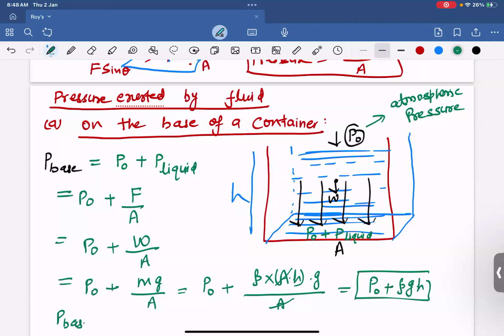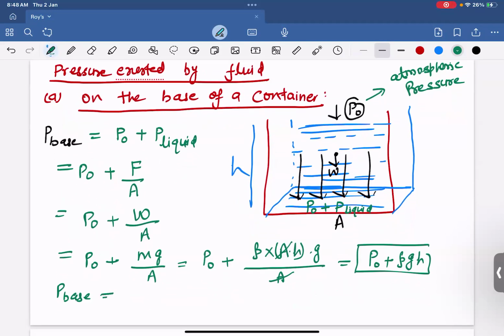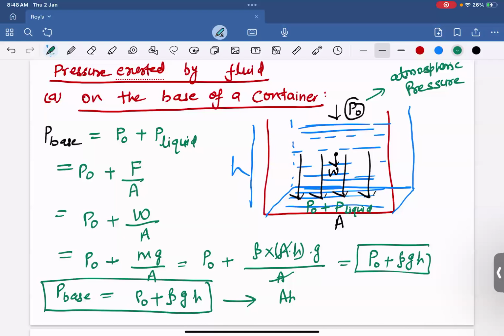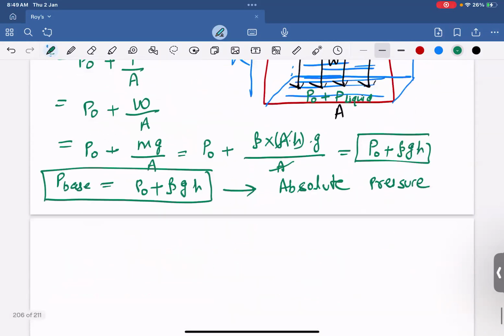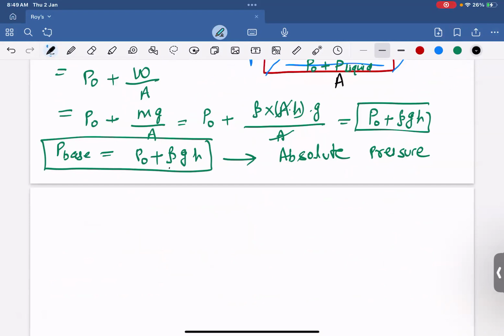Pressure at the base I have got: P naught, that is atmospheric, plus rho g h, where rho is the density of the liquid, g is gravity, and h is the height or depth of the liquid. This is called absolute pressure. Understood, Neil? Yes, sir. Understood. Please copy it. Yes, sir. Done. Okay. So here this part, rho g h, is the pressure due to liquid or due to fluid.